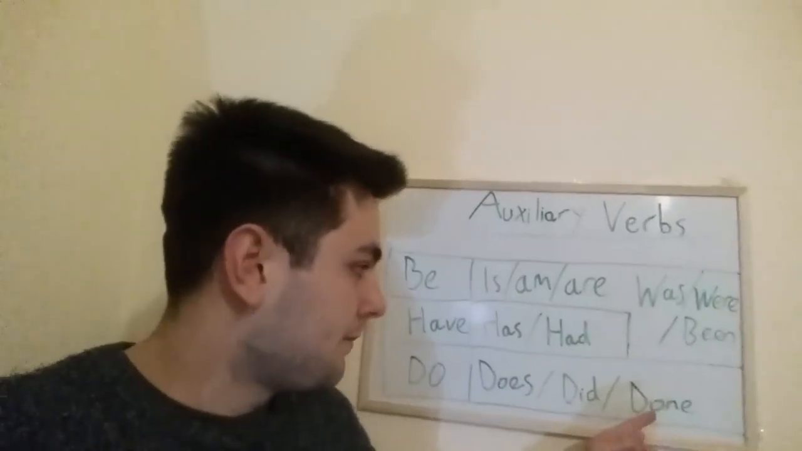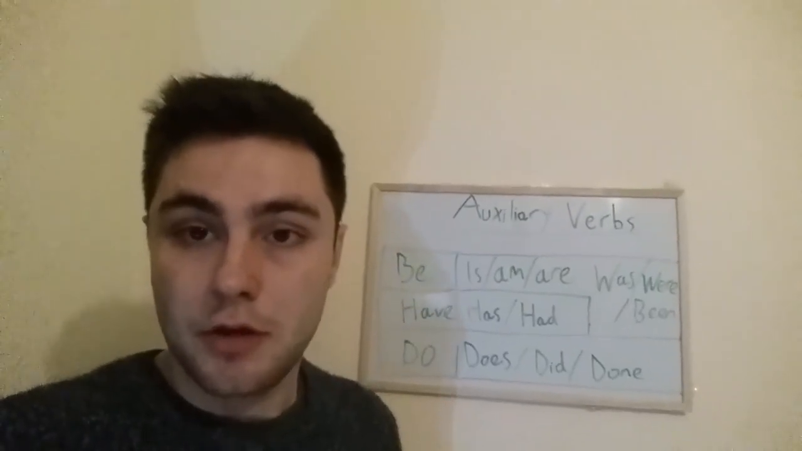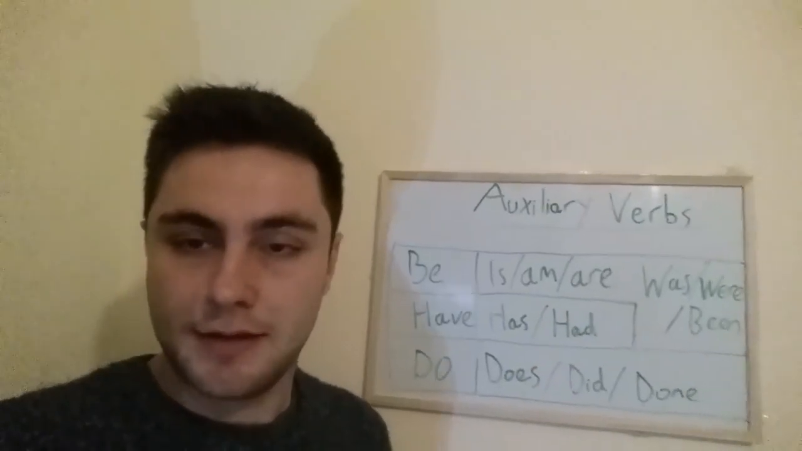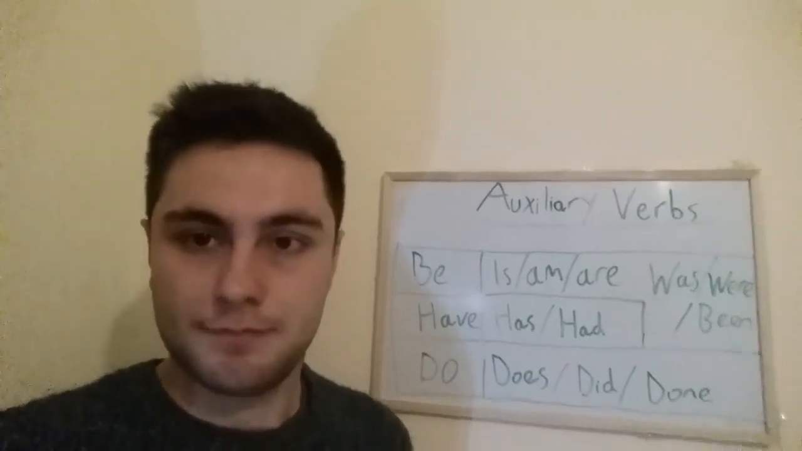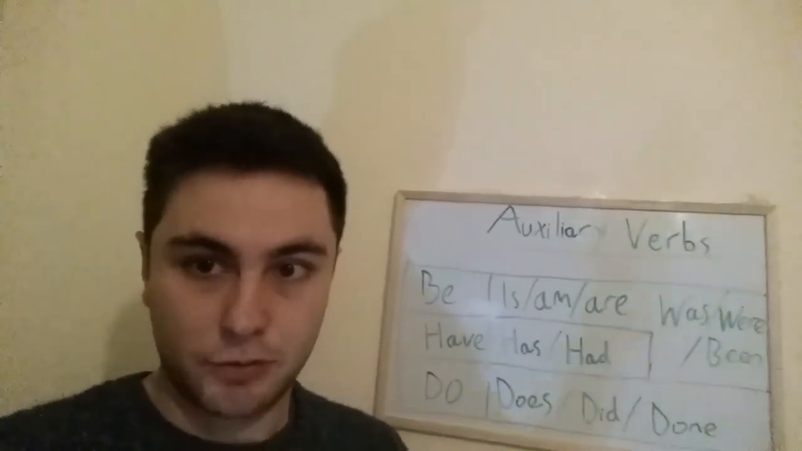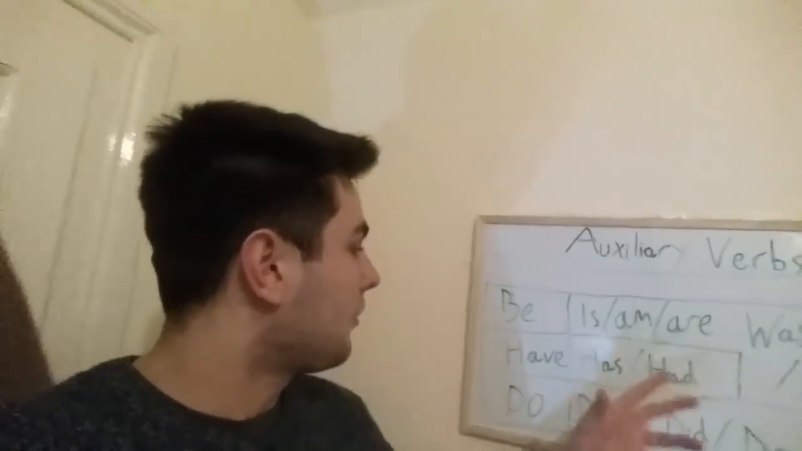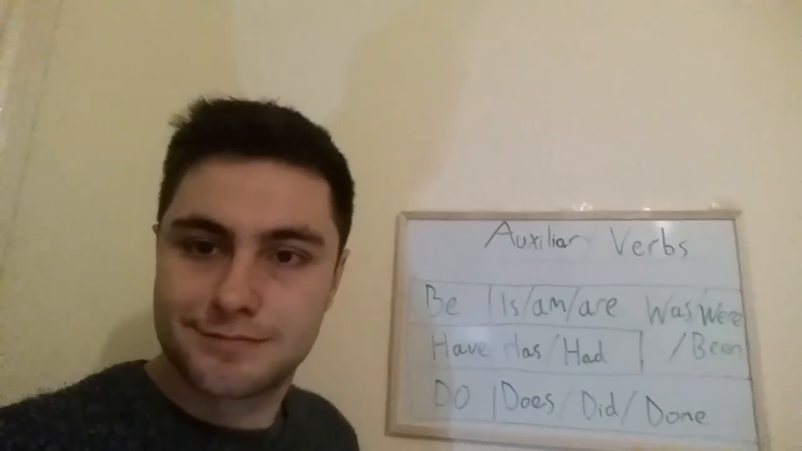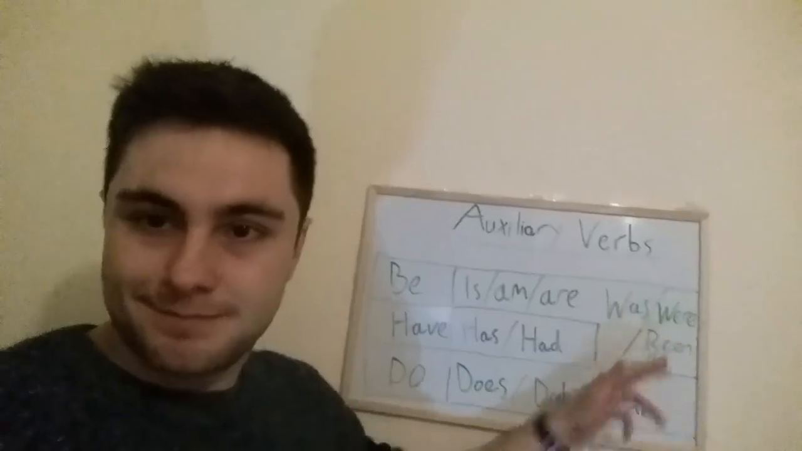And finally, done. So we use done in a similar way to been as a past participle. So you might ask someone, what have you done today? Or what had you done in England before moving away? What have you done? That's a good example. Another example, a parent might say to his daughter or son, have you done your homework? So we always use the auxiliary verb have with done, like we always use the auxiliary have with the past participle been.